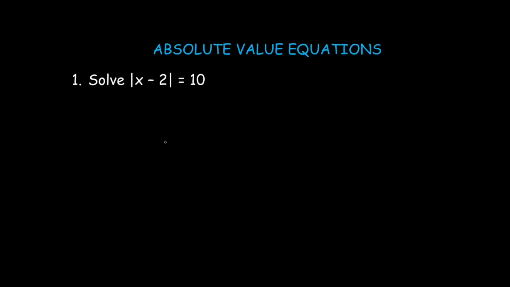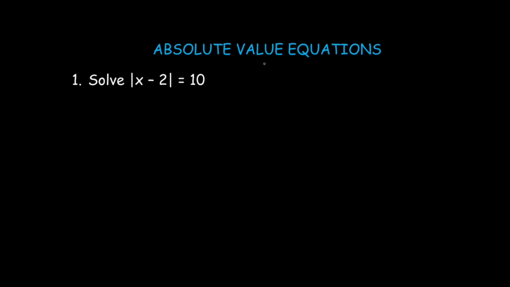In this video, we're going to be talking about absolute value equations. But before we start, what is an absolute value? Basically, absolute value talks about the distance of a number from 0 on the number line regardless of direction. All right, so that is the definition of it.